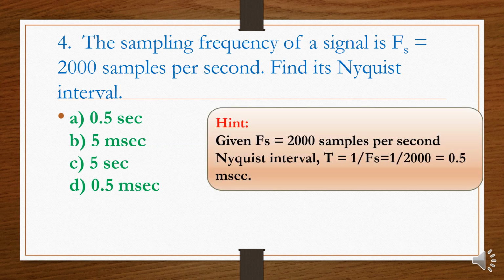So here the samples are given, that is 2000 samples per second. So Fs is equal to 2000 samples per second. So Nyquist interval T is equal to 1 by Fs. So that is equal to 1 by 2000. That is equal to 0.5 millisecond. So the answer is option D.